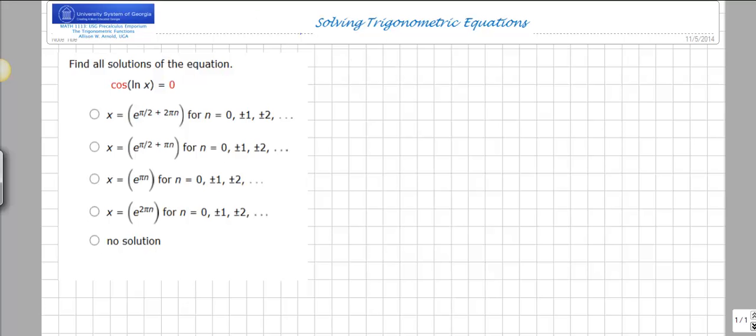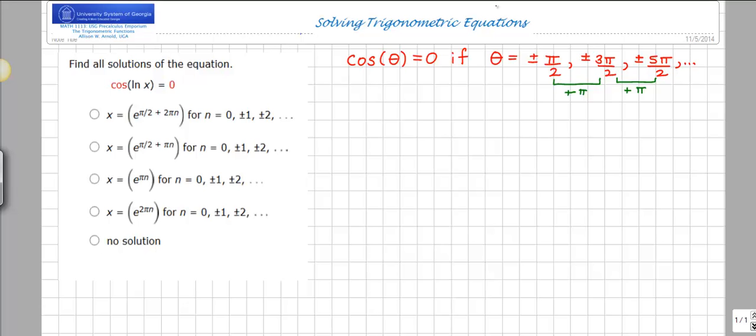So my first thought here is that I would like to note where cosine of an angle equals 0 in the first place. And cosine is 0 when you have the pi over 2 angles, like pi over 2, 3 pi over 2, 5 pi over 2, negatives, etc. Now how do we generalize this? Well, you can notice that pi over 2 and 3 pi over 2 are pi units apart, so are 3 pi over 2 and 5 pi over 2. So they're 180-degree rotations of each other.